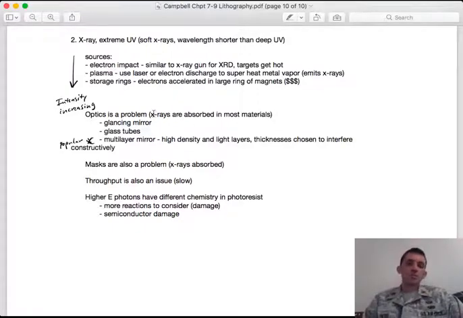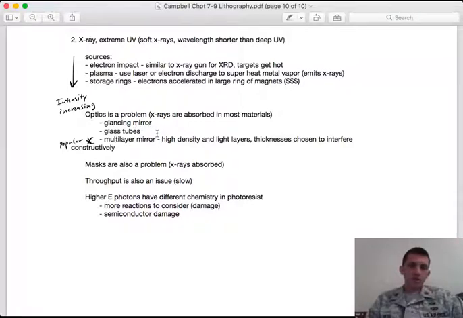The problem becomes when you get a high enough energy photon that it can actually take an electron all the way across the band gap. So instead of being transmissive, it's absorbed. So you can't build optics out of traditional materials for X-ray systems. And so you need a new way of reflecting and focusing these beams for use.